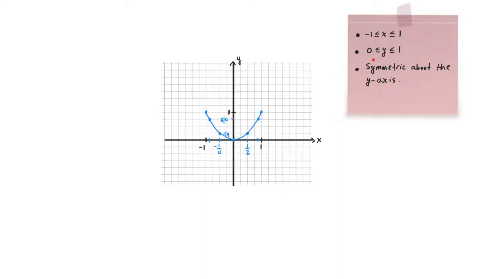And we also discovered that we were going to have symmetry about the y-axis. And this is what you're noticing here. Whatever happens on the right of the y-axis happens on the left of the y-axis. So far, everything matches with what we developed last time. The only thing that we have to do now to finalize this question is to investigate that direction of movement.